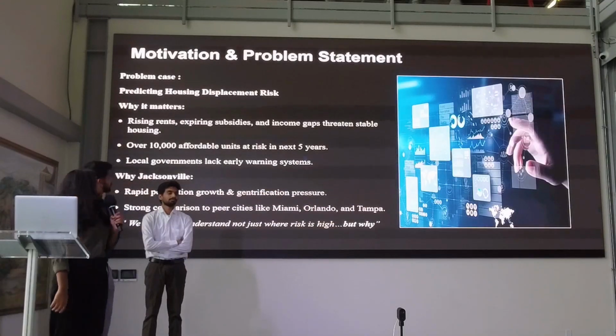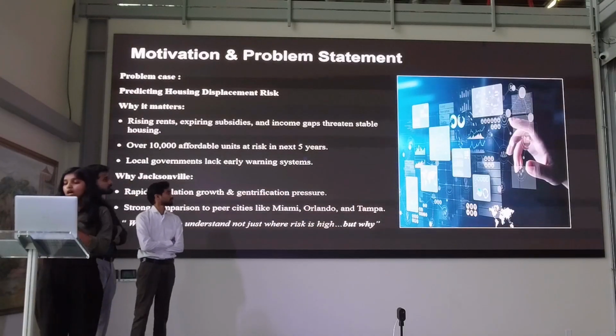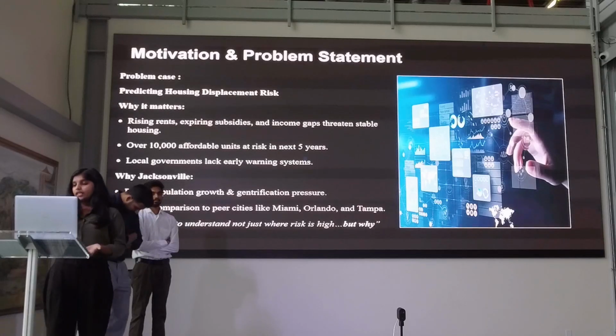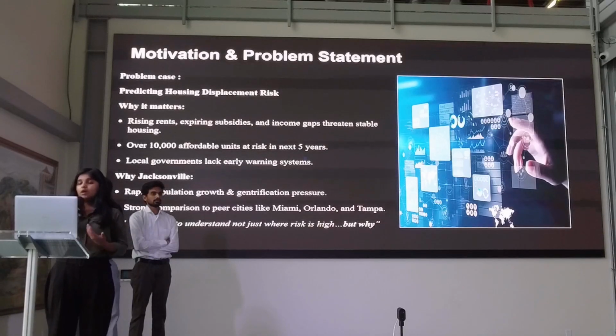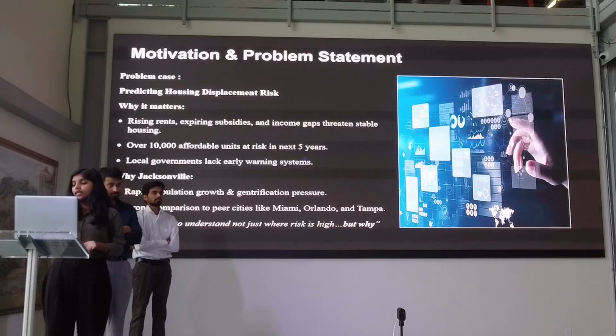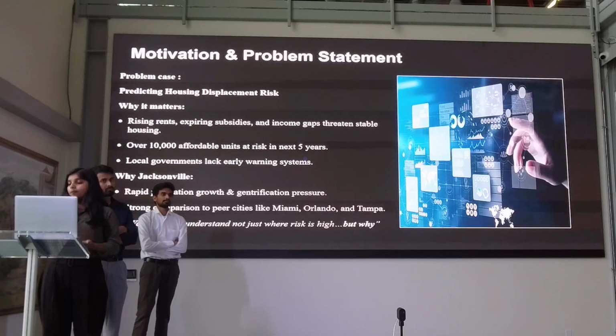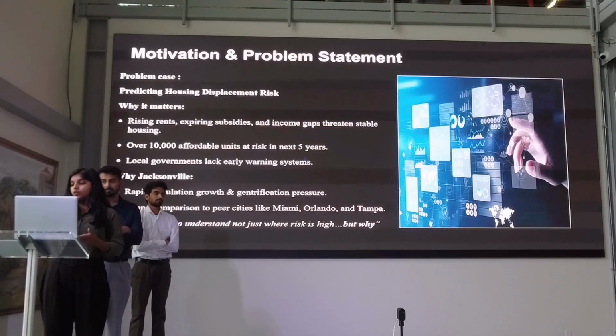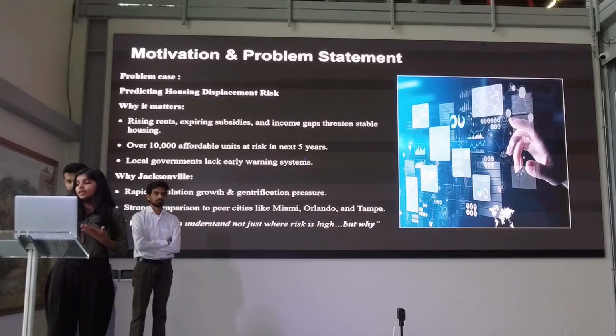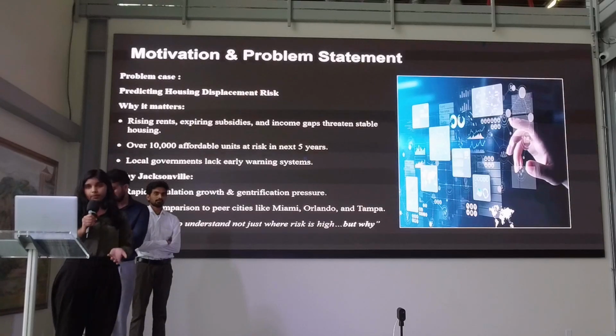We took case one, predictive AI for housing displacement risk in Jacksonville and peer cities. Coming to the motivation and the problem statement, our project focuses on predicting housing displacement risk, which means identifying areas where people are most at risk of losing their homes because of rising rents or other economic pressures.